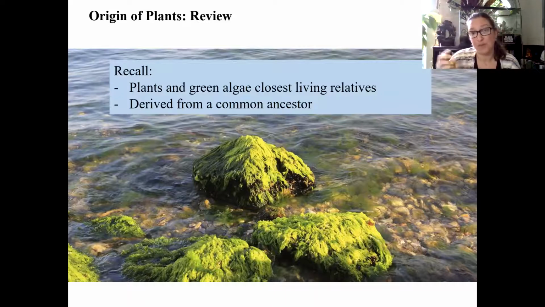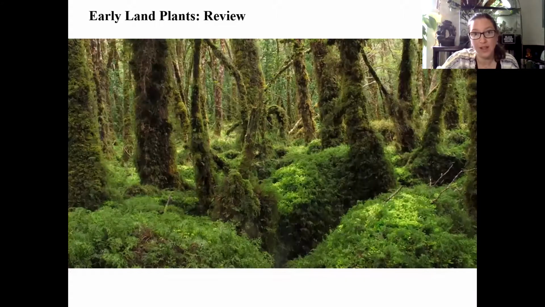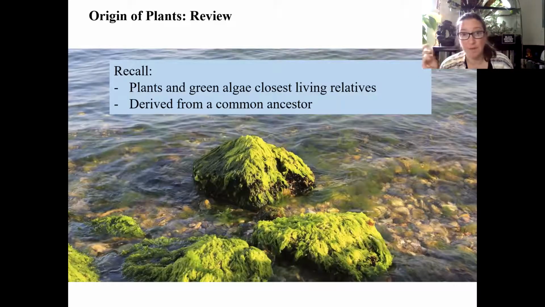Plants and green algae, based on DNA evidence, are the closest living relatives to one another, which tells us as scientists that they share a common ancestor. And they share certain characteristics that reaffirm this, right? For example, one thing they share is they store their food as starch. They have chlorophyll pigments and other things that they share.